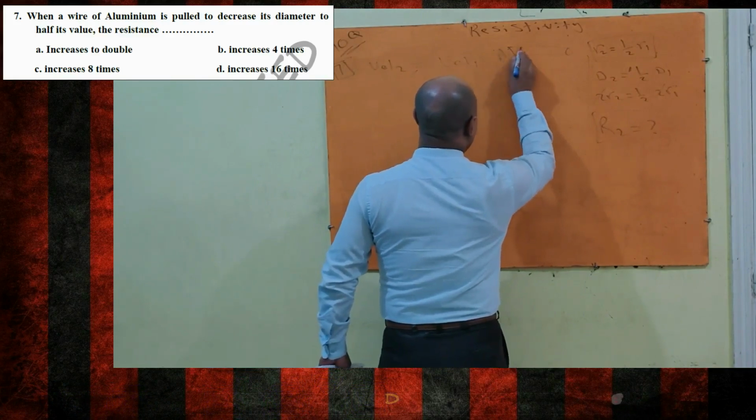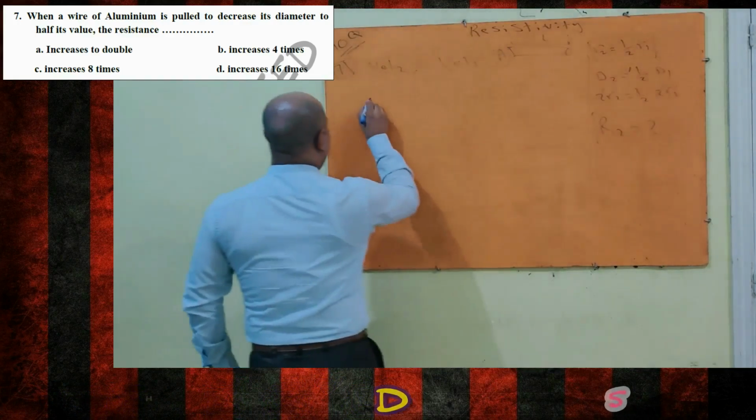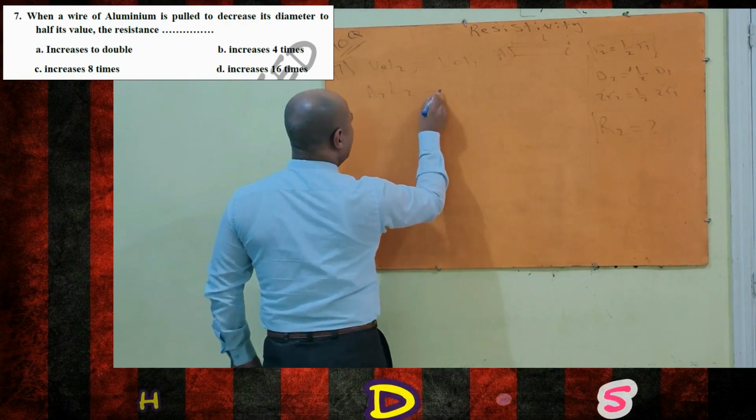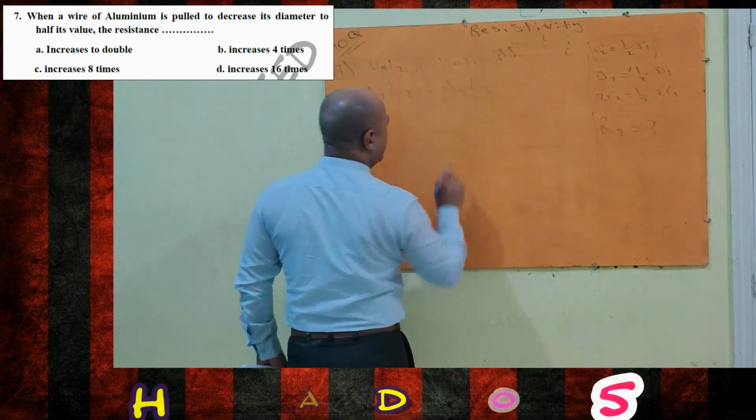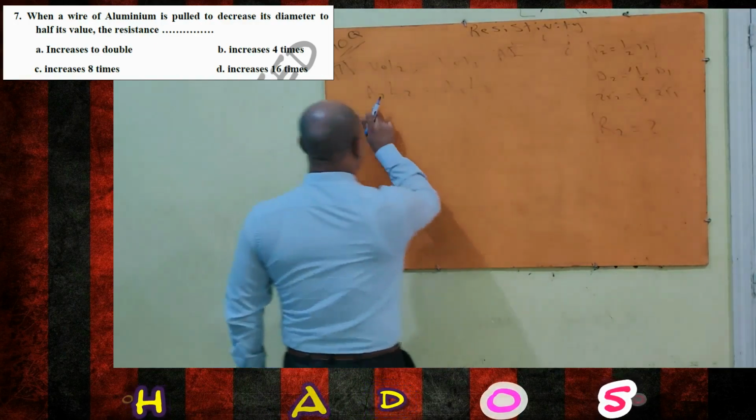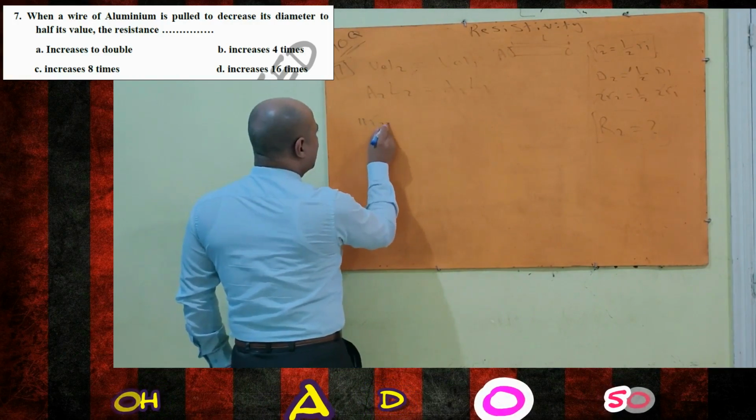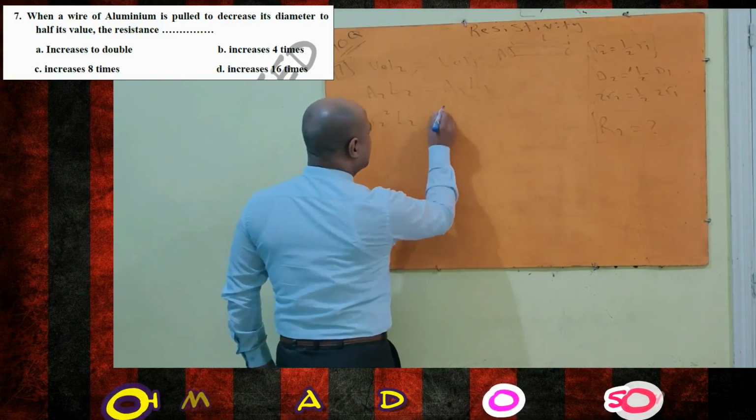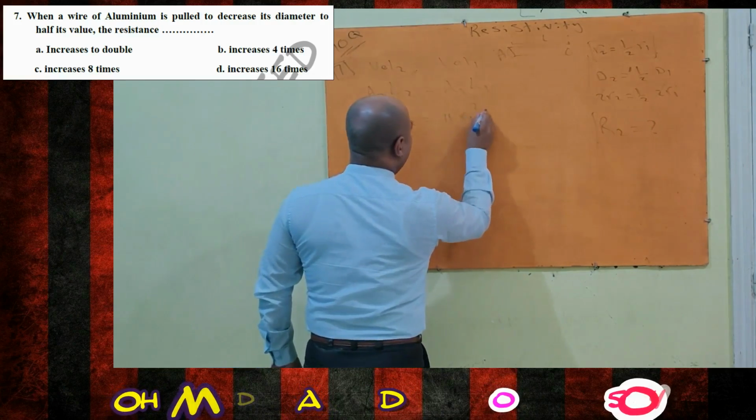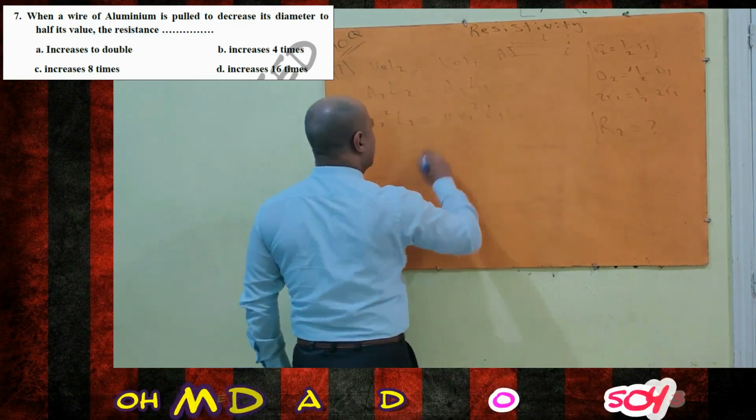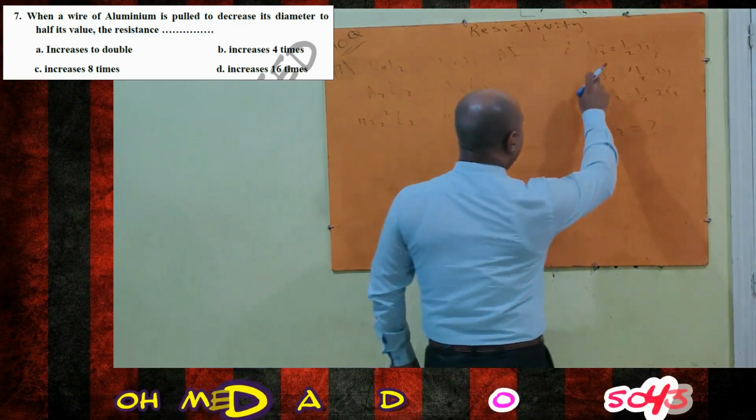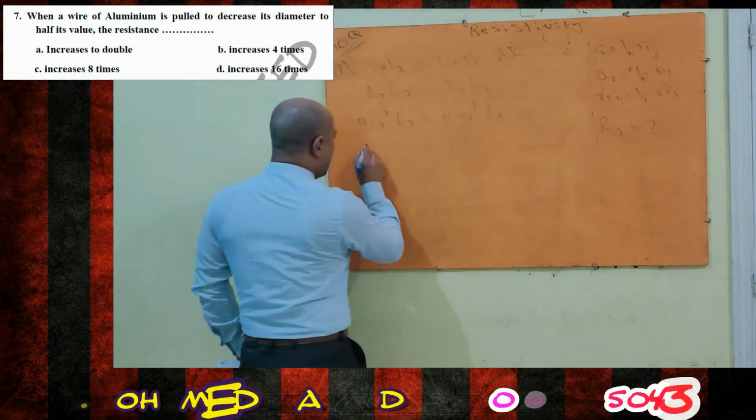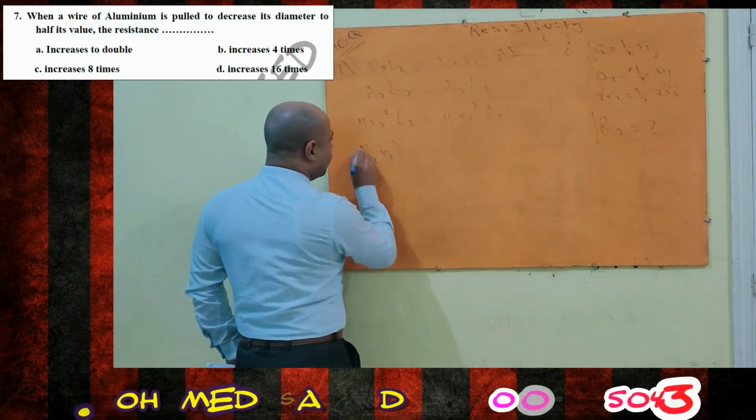Area, cross-section area times length. So A2 L2 equals A1 L1. A equals πR², so πR2² L2 equals πR1² L1. Cancel π with π. So R2 equals what? R2 equals half R1, half R1 all to the power 2.